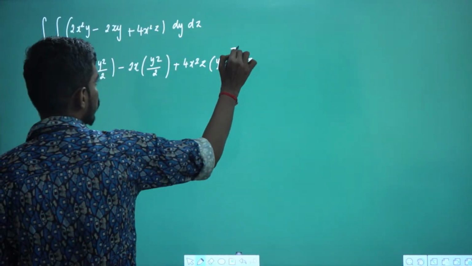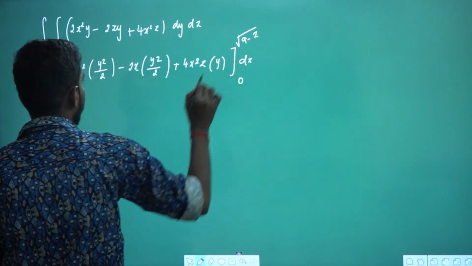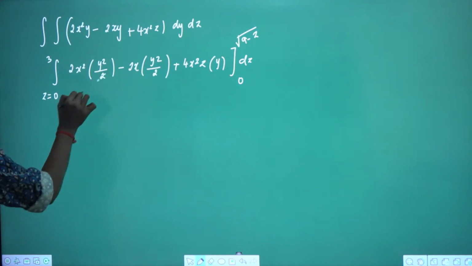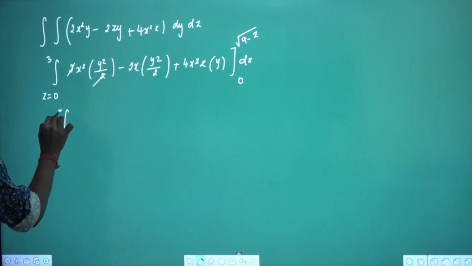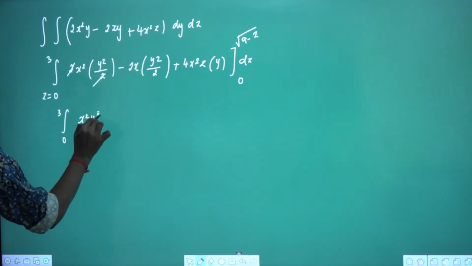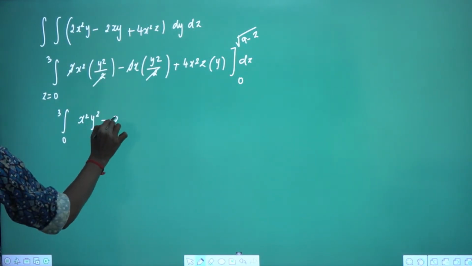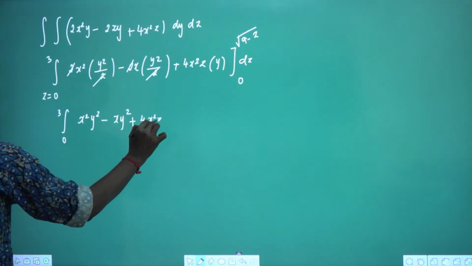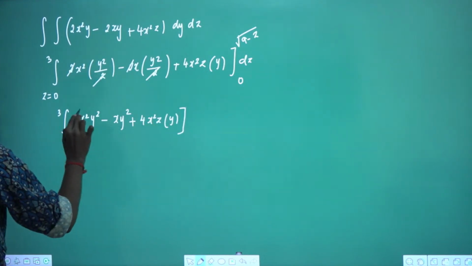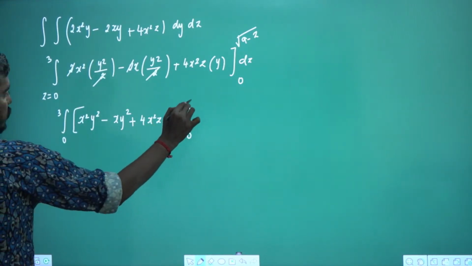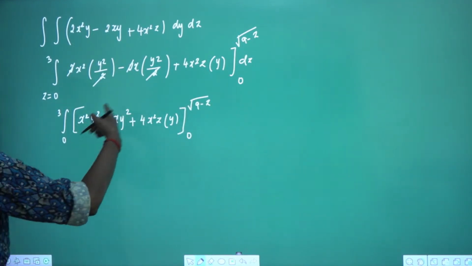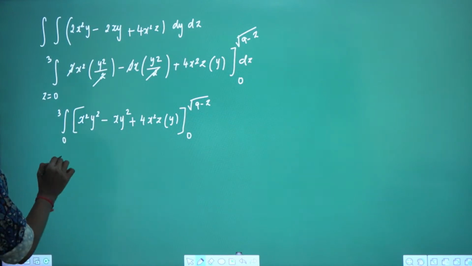The y limit is 0 to root of 9 minus z, right? Okay. So these two will get cancelled. So z varies from 0 to 3. Then we have x square y square minus xy square plus 4x square z, into dy. So upper limit minus lower limit, 0 to root of 9 minus z. So we need to put it in y, right? We need to put it in y.